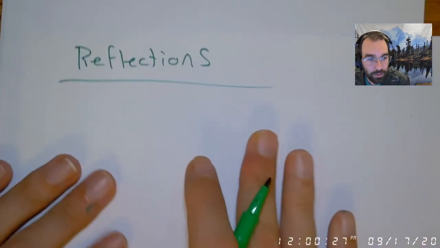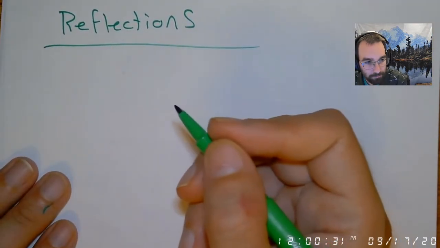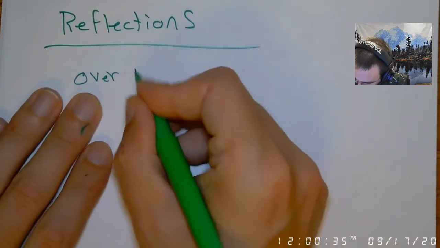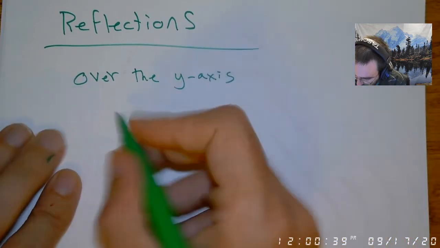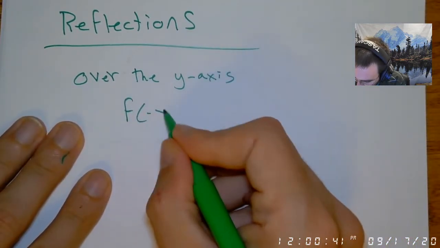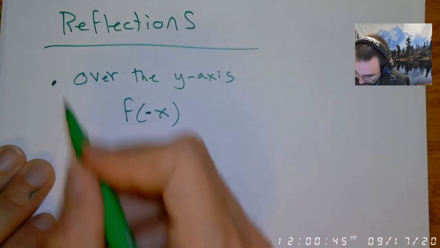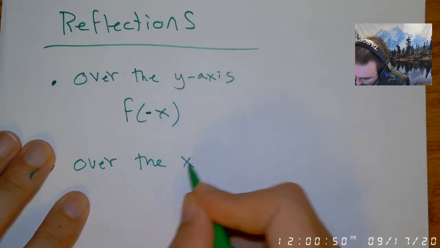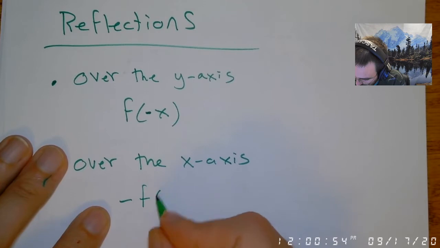Okay, so reflections, there's two reflections that you need to worry about. That's over the y-axis, and that happens when you have a negative with the input. And then over the x-axis is when you have a negative on the outside.